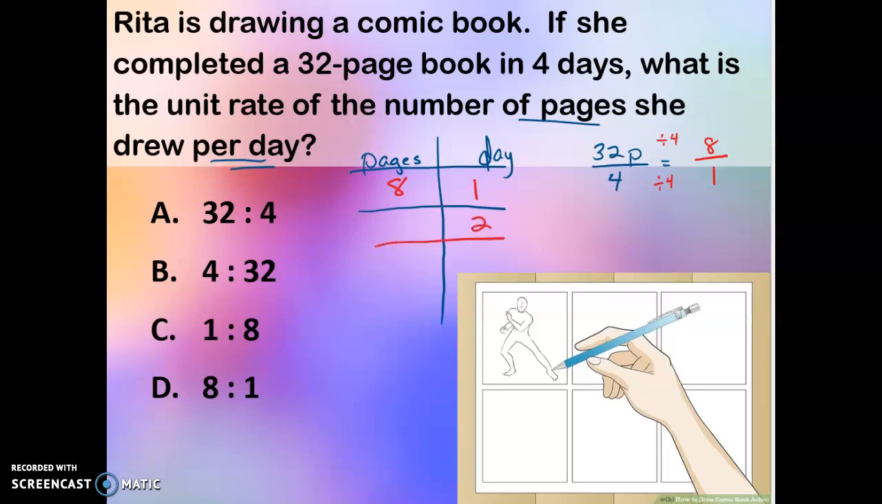2 groups or 2 days would be 16 pages. 3 days would be 24, and 4 days would be 32. So we have 32 to 4, so that is correct. 8 is your answer. We also have 8 to 1, so D is also your answer.